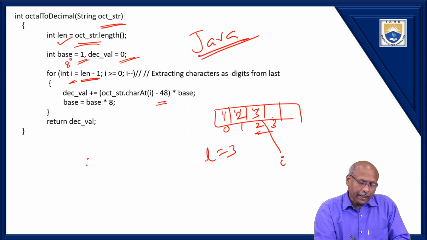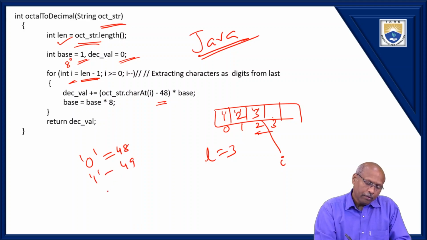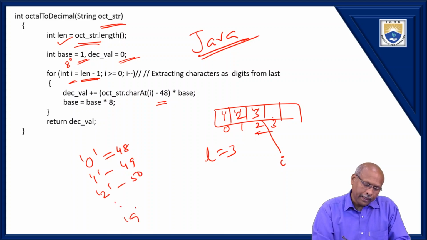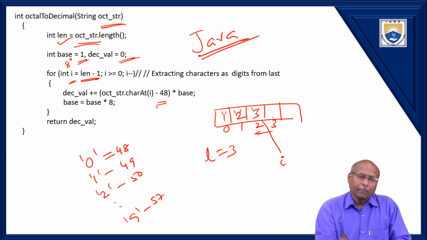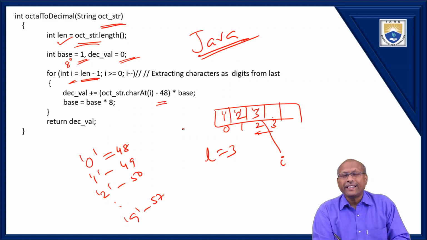Why? Because for character 0, the value is 48. For character 1, the value is 49. For character 2, the value is 50. Like this up to 9. For 9, it is 57. If you subtract 48 from this ASCII value, then you will get the corresponding digit.